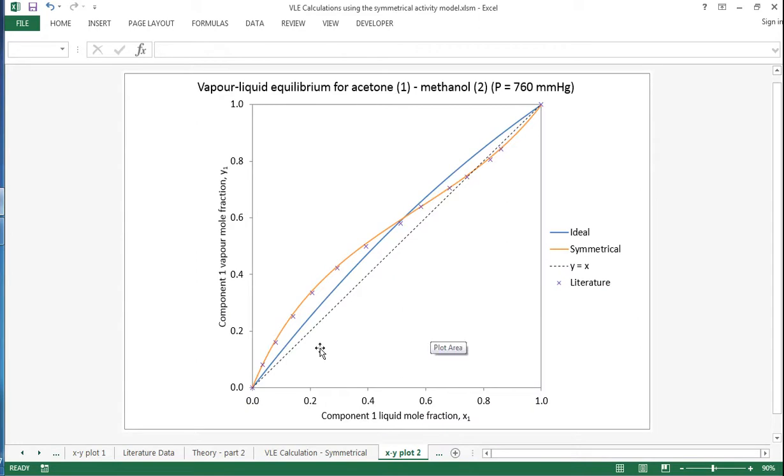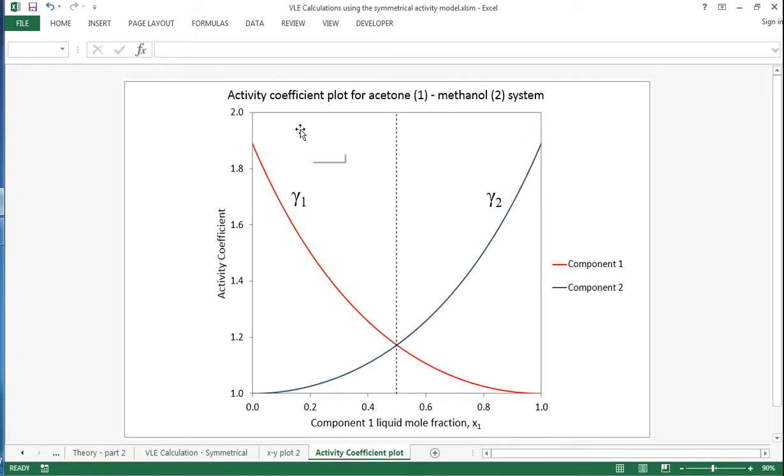Now, if we look at the XY plot with this symmetrical model, you can see there's a lot better data fit now. The orange line, which is based on the calculations from the symmetrical activity model, is a good fit to that experimental data from the literature. Final graph I want to show you then is the variation in the activity coefficient with the mole fraction of component 1 in the liquid phase. And you can see that gamma 2 goes up like this, gamma 1 goes down like this, but the important thing is to see that they're symmetrical, they're a mirror image of each other, and it's in the name, it's a symmetrical model for the activity coefficient. Overall, that is how we can implement the symmetrical activity model to calculate binary VLE data.